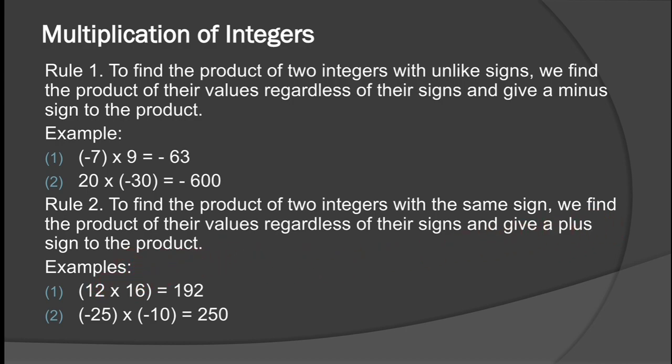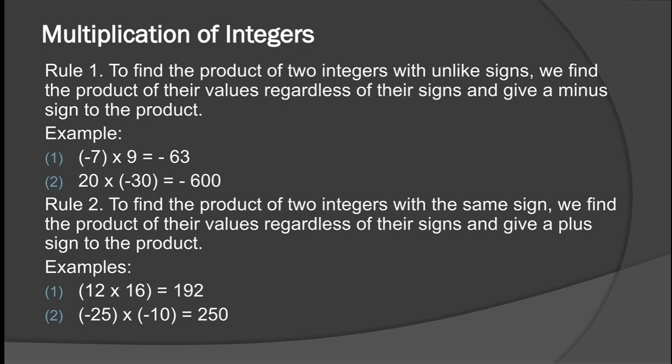For example, here we have two integers, 12 and 16. Both are positive. So we just multiply their values, that is 12 into 16. After multiplying 12 into 16, we get 192 and we just put a positive sign before 192. Either we put a positive sign or we don't, it is obvious that it is a positive number. So our result will be 192.